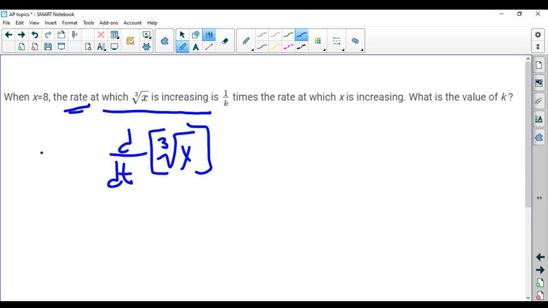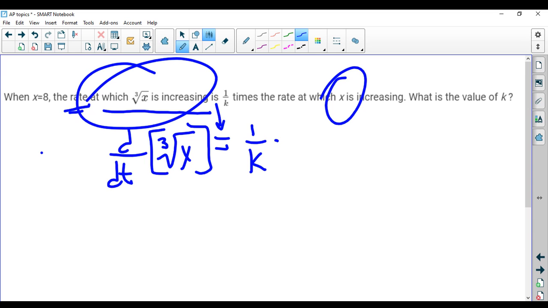And it equals 1 over k times the rate at which x is increasing. So 1 over k times the rate at which x is increasing, which is the same as this, except it's just x. So it's d dt of x, or dx dt.